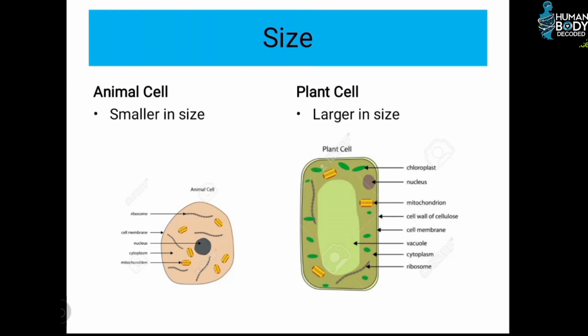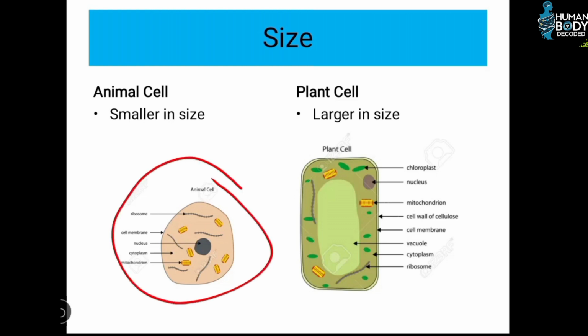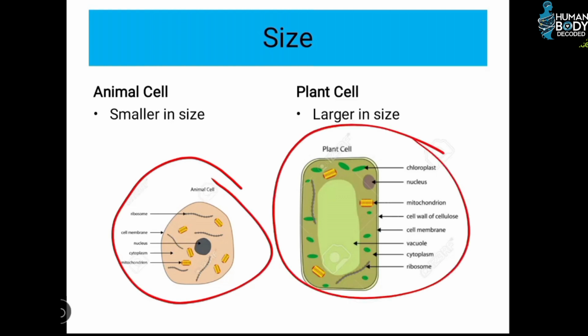You can see these two figures here. This is an animal cell, which is generally smaller in size, while this is a plant cell, which is larger in comparison. So, the first difference is that animal cells are smaller whereas plant cells are larger.